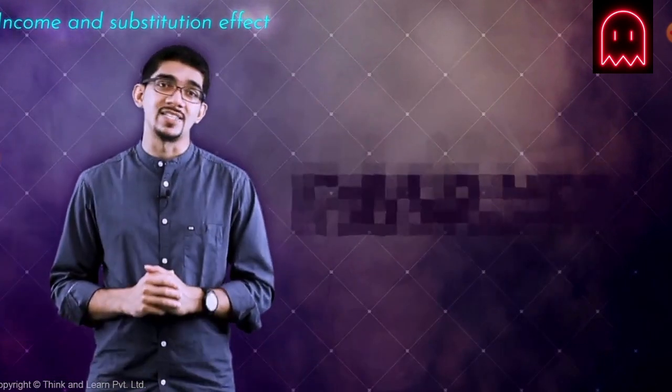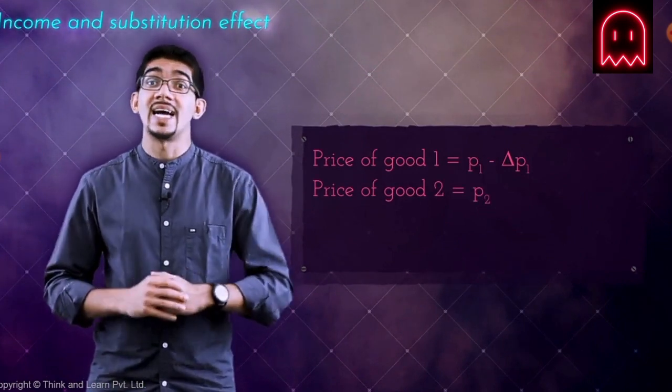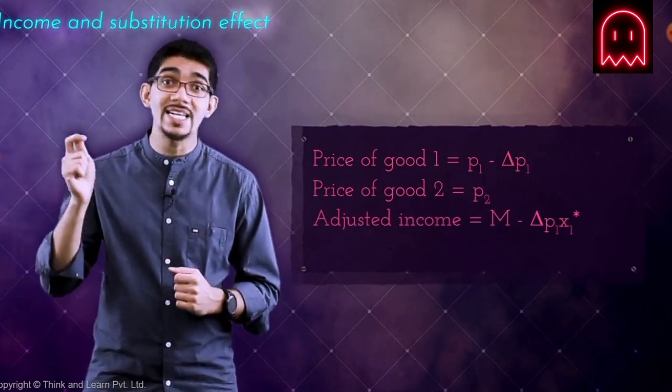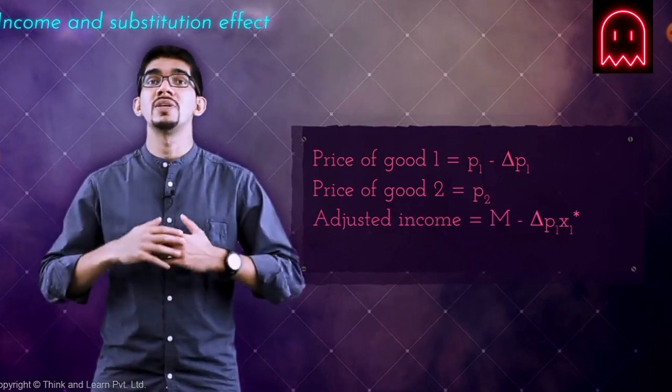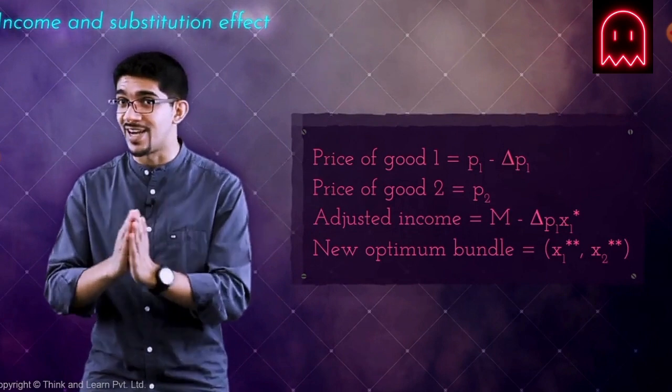Now the situation is like this. At the new prices P1 minus delta P1 and P2 and the adjusted income of M minus delta P1 X1 star, the consumer's new optimum bundle is X1 star star, X2 star star.